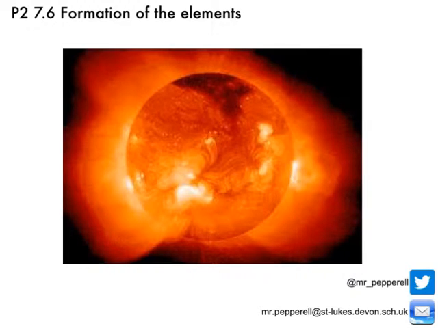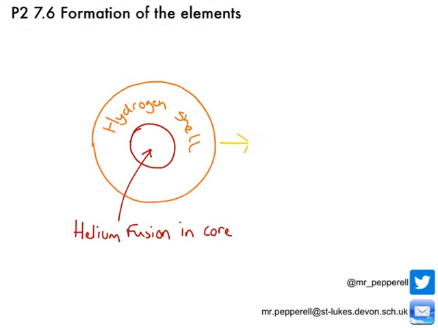But what's going to happen when that hydrogen has run out and there's no more fuel for nuclear fusion to take place and there's no more outward pressure? Well, when this happens, gravity wins and the star will start to collapse, okay? So what we've got here is a shell of hydrogen that has been fusing together to form the helium, and we've got a helium core in the middle.